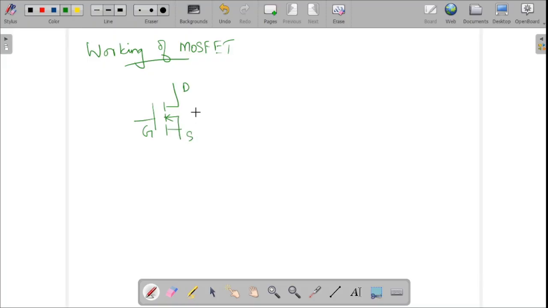So today we have taken IRF540N MOSFET. So this is nothing but an N channel MOSFET. Okay. So first let me explain the working.